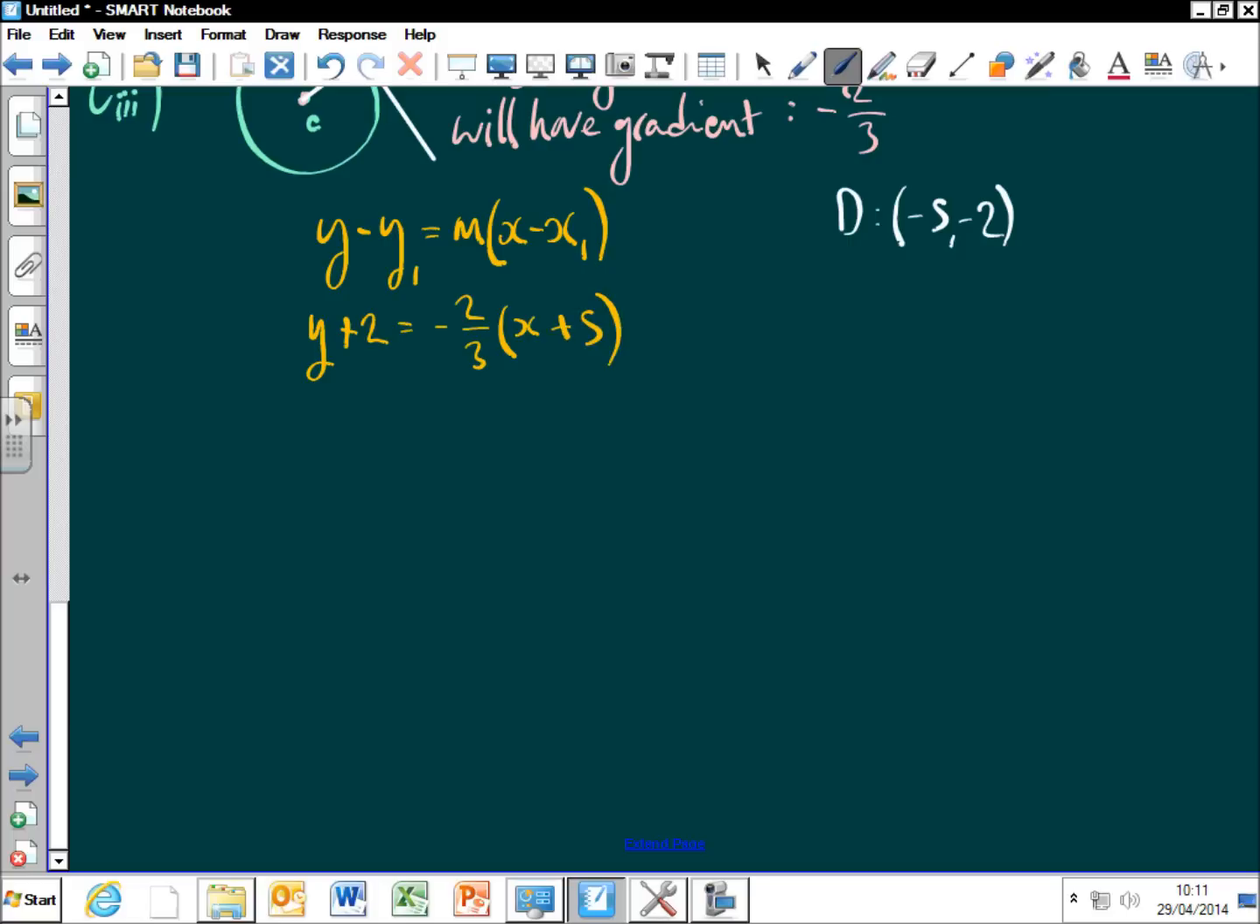Okay. So that's the equation of the tangent, and you'll get marks there, but we can just tidy it up a little bit by multiplying by 3. Multiplying this out, and then taking the 6 off. Okay.